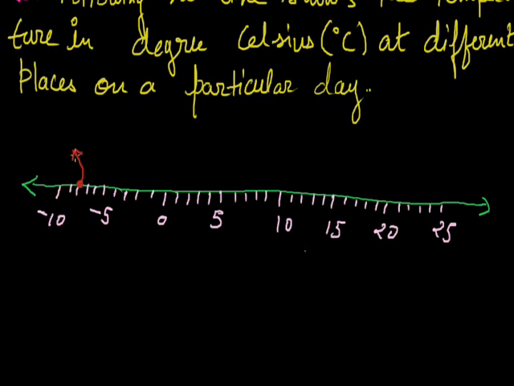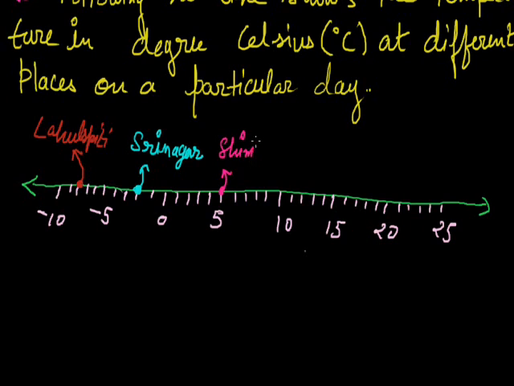This is the temperature of the place Lahul Spiti. This is the temperature of the place Srinagar. This is the temperature of the place Shimla. This is the temperature of the place Ooty. This is the temperature of the place Bangalore.